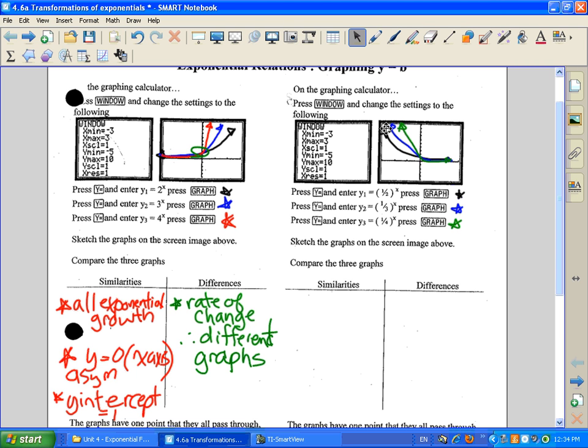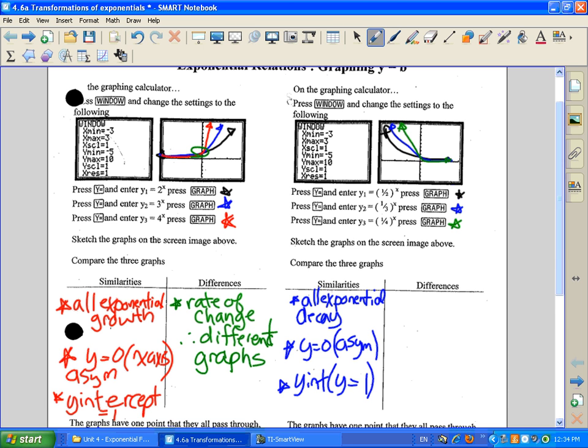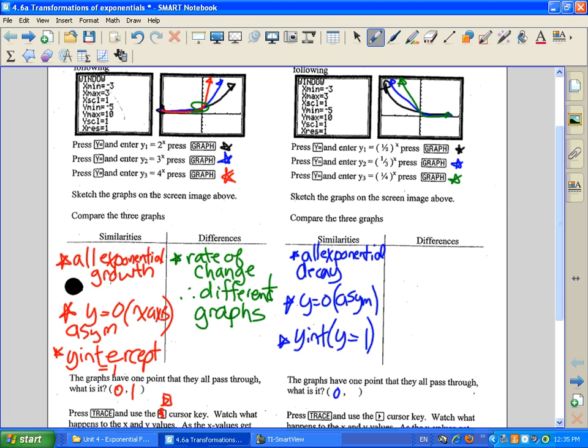Okay. All right, so we sketched the three graphs. Let's compare the three graphs. What's the same about all of them? Well, they're all decreasing as we go from left to right, so we say all exponential decay. Okay. We also notice that there's the same asymptote, so y equals 0 asymptote. And we also notice that there's still that common y-intercept, where y equals 1, which answers that question down below. They all have that common point, 0, 1.